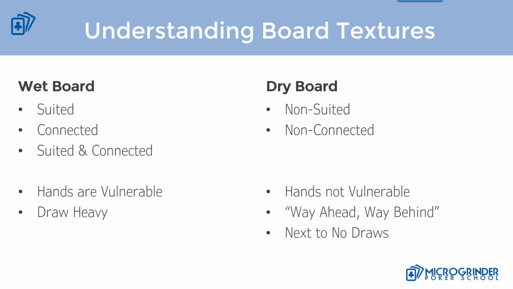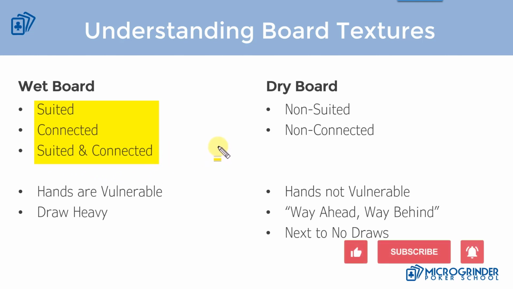Alright, so in this video, we're going to talk about understanding board texture. This is a very basic concept, but it's important to understand because the difference between wet and dry board textures is going to be night and day in regards to how we should play our hands. So wet board texture is a board texture that's either going to be suited or connected or a combination of both. I have multiple different slides. We're actually going to look at example flops and we'll talk about why different board textures are going to dictate how we play our hands.